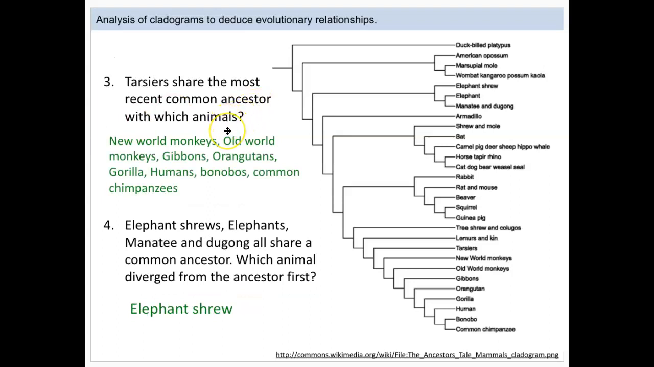Tarsiers share the most recent common ancestor with which animals? Let's find tarsiers here. Here's their most recent common ancestor right there. And they share it with all these animals above them on the cladogram. Elephant shrews, elephants, manatees, and dugong all share a common ancestor. Which animal diverged from the common ancestor first? So they're up here. And here's that common ancestor that they share. And the elephant shrew diverged first.